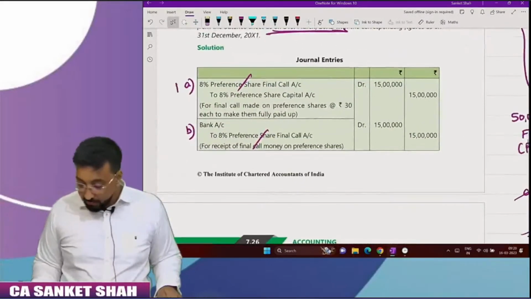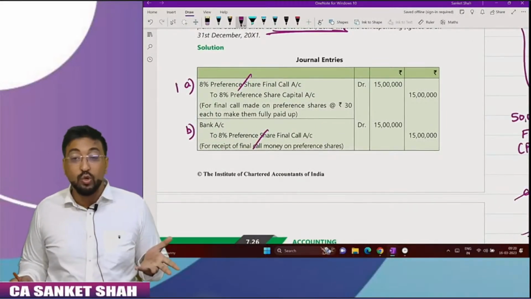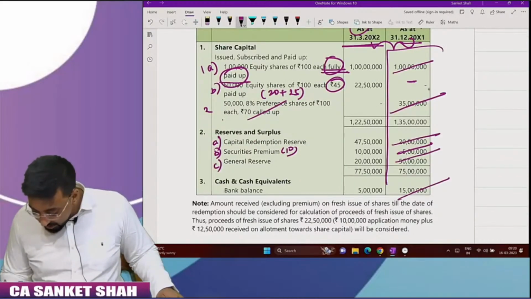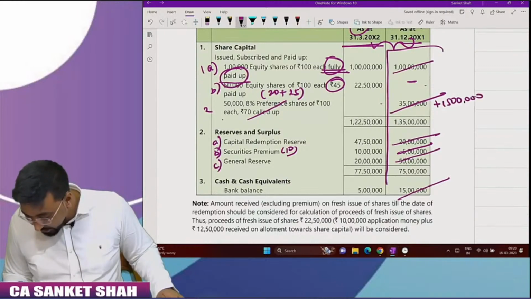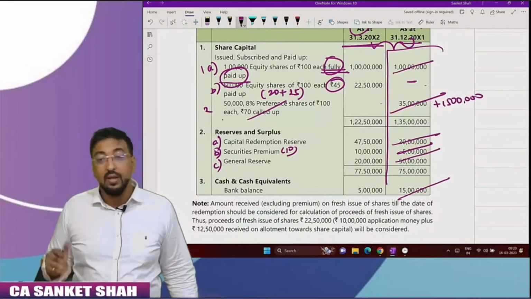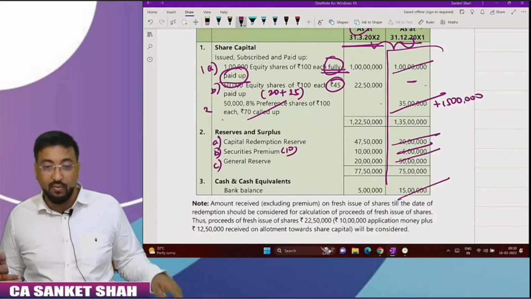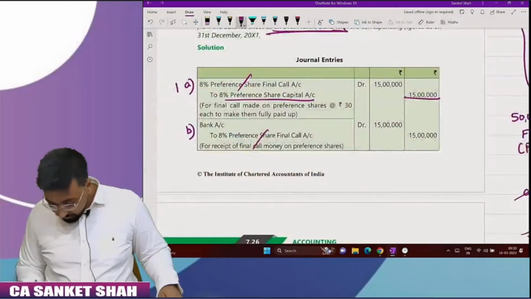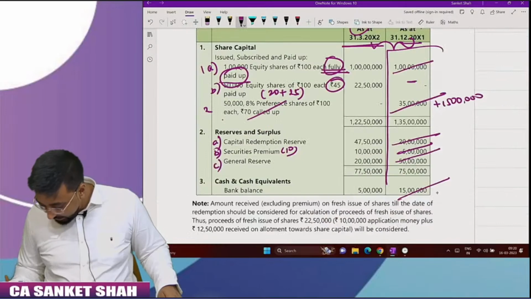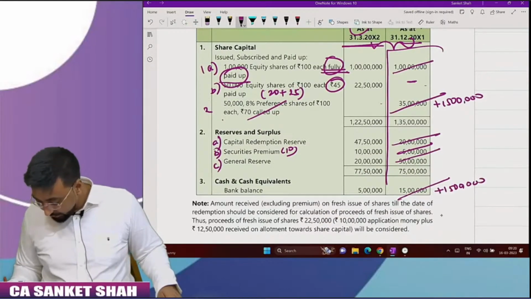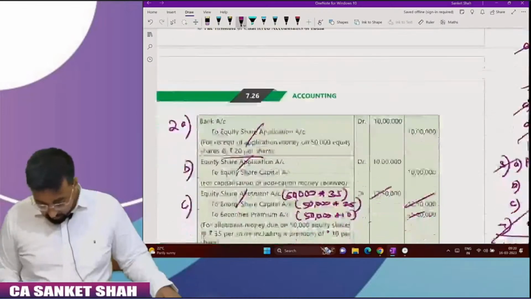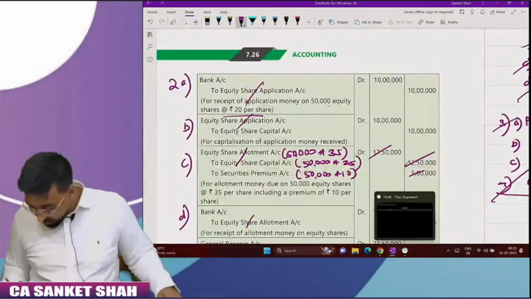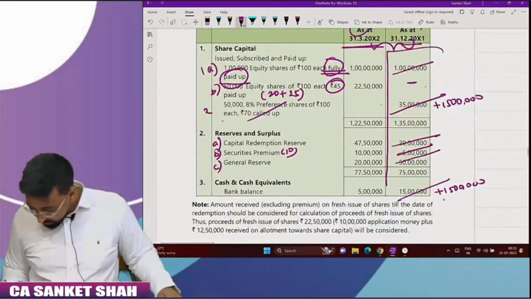First entry, final call is a temporary account, so we are not going to give effects. Preference share capital 15 लाख से बढ़ा दो. चलो क्वेश्चन के आंसर में इधर नीचे इसमें 15 लाख से बढ़ा देंगे. प्रेफरेंस शेयर कैपिटल बाय पेंसिल 15 लाख से बढ़ा दिया. ओके, इन योर मेन बैलेंस शीट भी बेटा जब आप इसको प्रिपेयर करो तो मेन आंसर में वही करना है. 15 लाख से बढ़ा दिया. फिर बैंक बैलेंस 15 लाख से बढ़ाएगा. चलो बैंक बैलेंस 15 लाख से बढ़ा दो. ओके, तो ये एंट्री हो गई. नेक्स्ट वन 2A, बैंक अकाउंट 10 लाख से बढ़ाया. इक्विटी शेयर एप्लीकेशन इज अ टेम्पररी अकाउंट, सो बैंक अकाउंट को 10 लाख से बढ़ाया. बैंक अकाउंट 10 लाख से बढ़ा दो.